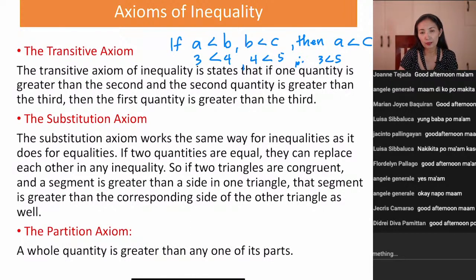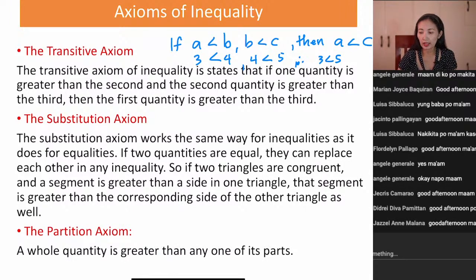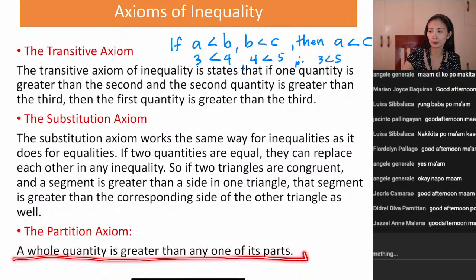Next, we also have the partition axiom. We also have the partition axiom for equality. Partition axiom for inequality: the whole is greater than any of its parts. But for equality, the whole is equal to the sum of its parts.